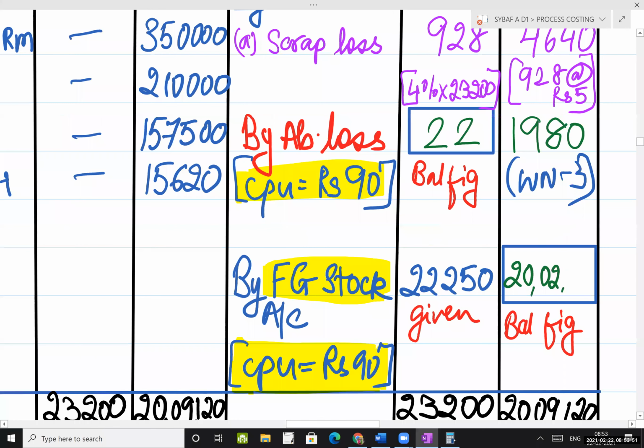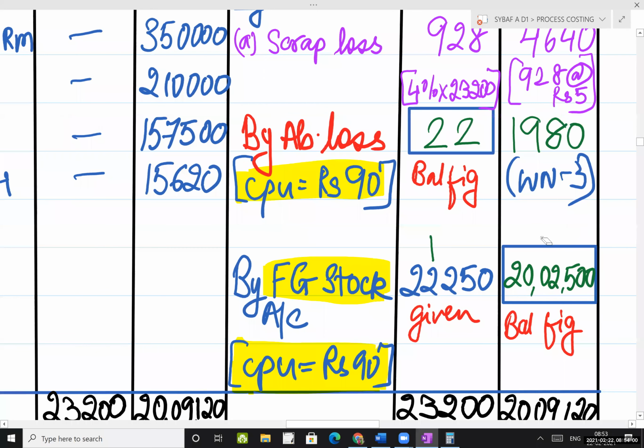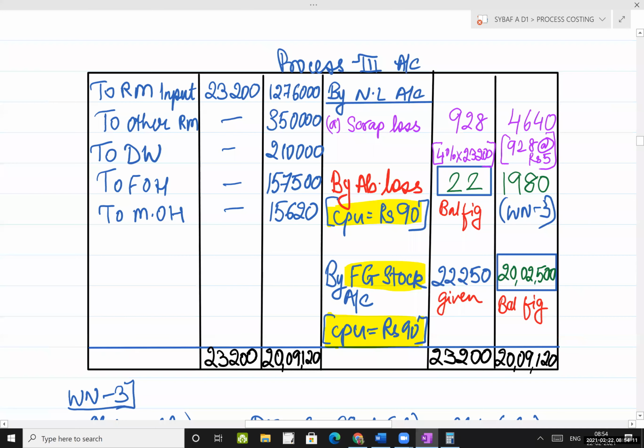Divide this with 22,250. 90 rupees. Okay, it has to be the same. If it is not the same, you should check your calculations then. Process 3 is also clear. Process 3 is clear to everyone.